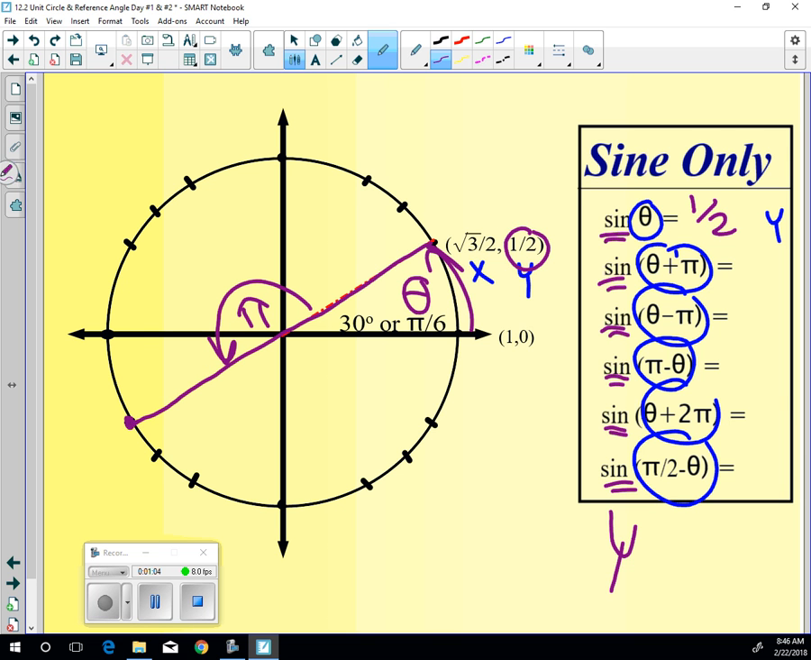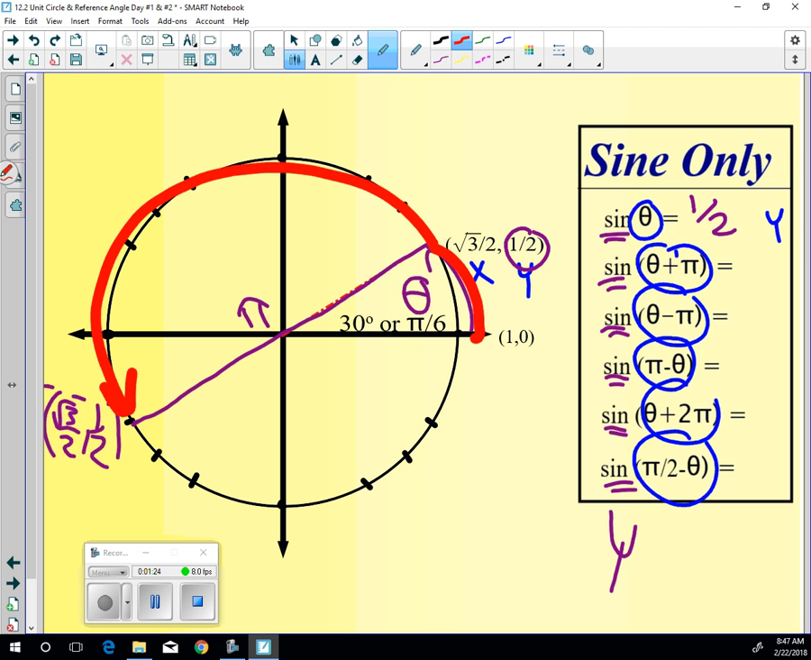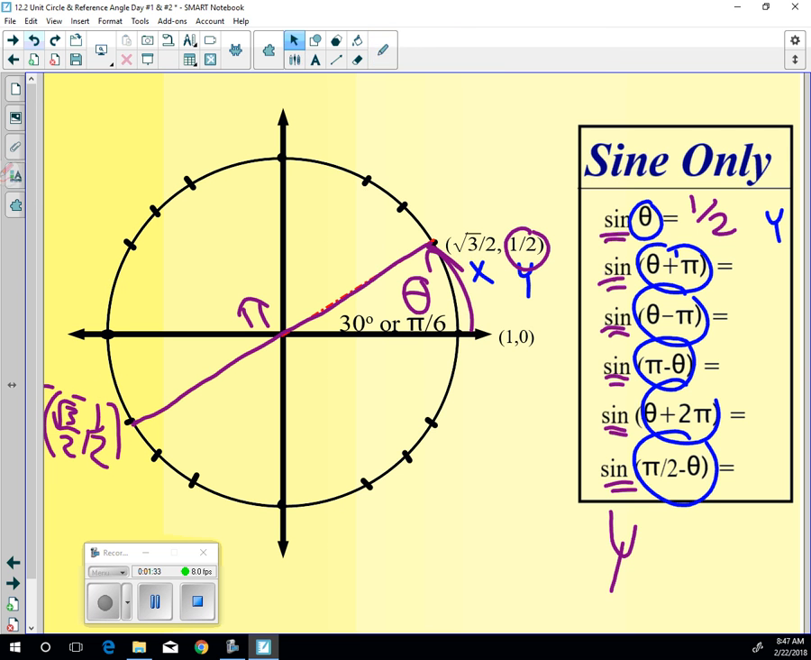Remember when we made that nifty little rectangle? This coordinate is going to be the same coordinate, except in quadrant 3, they're both going to be negative. Tell me what's the sign of going theta plus pi? What's the sign going to be? Isn't that easy? You can do that. Negative 1/2.